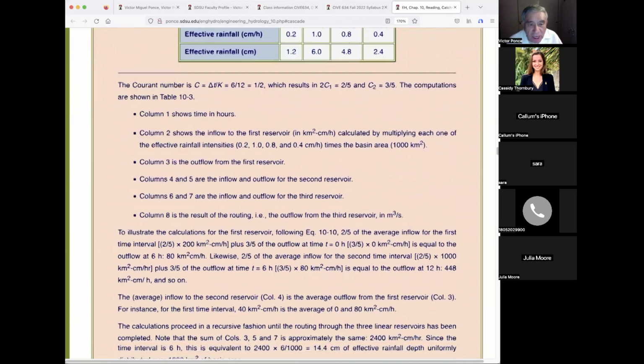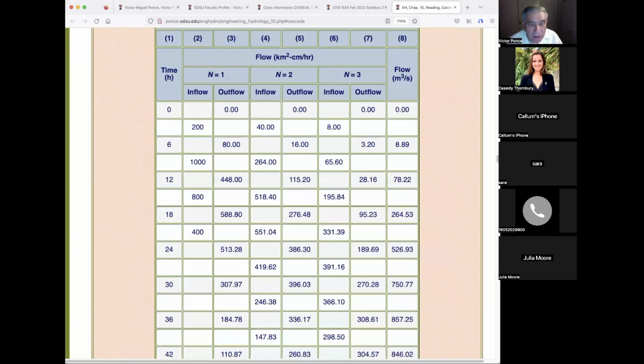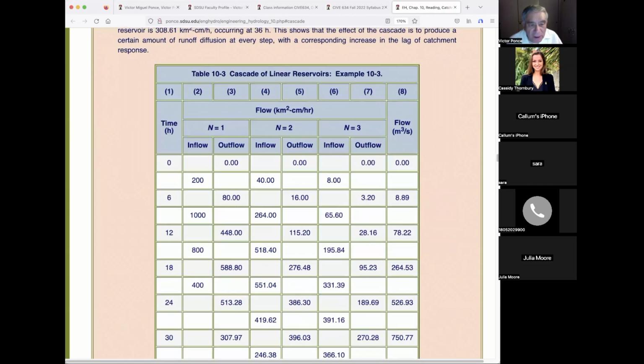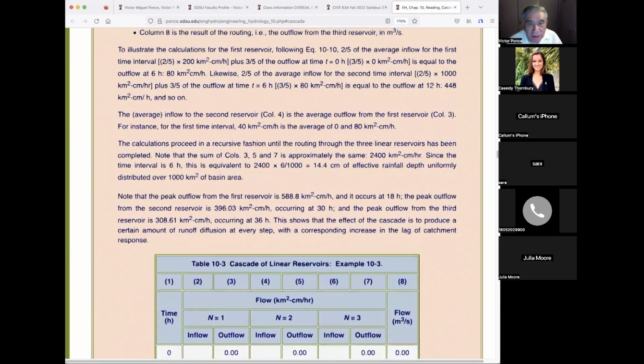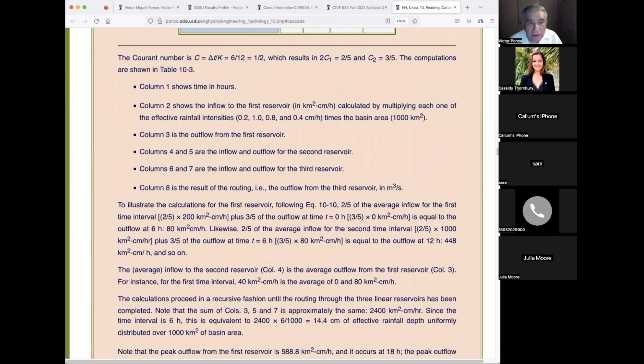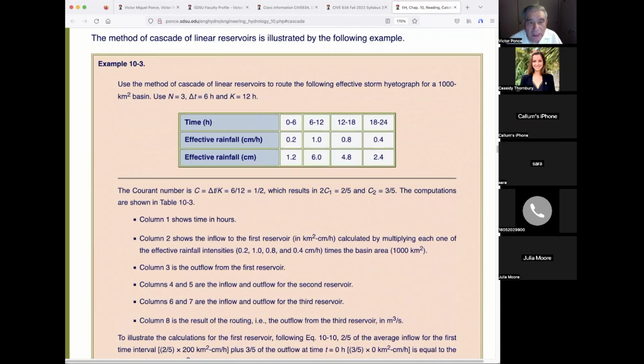Column 1 shows the time in hours. Let's take a look at column 1 in here. The time in hours. The interval is 6 hours. The number of reservoirs is 3. The K, which is the storage constant for the linear reservoir, is 12. Okay, and delta T over K has to be less than 2. And in this case, it's 1/2, which is okay. And we'll see why later on. We'll see why it has to be less than 2 later on in the next paper.